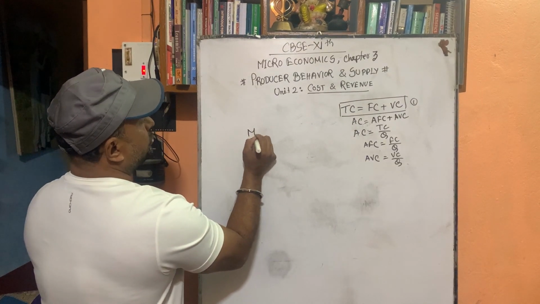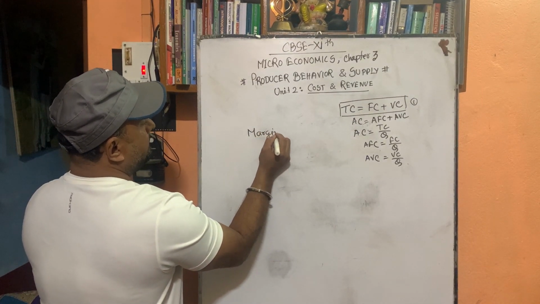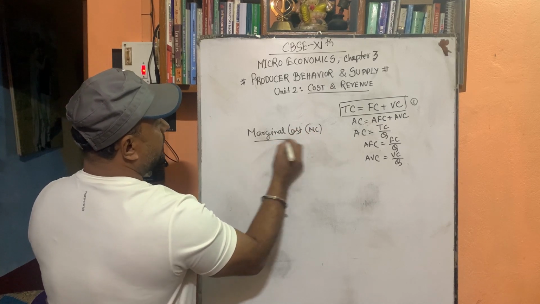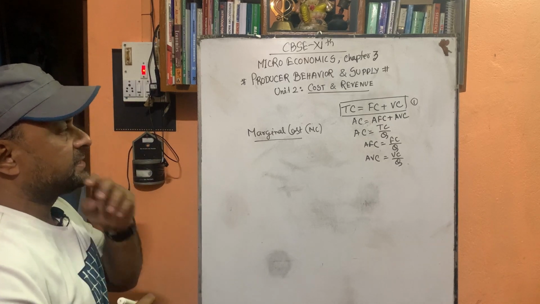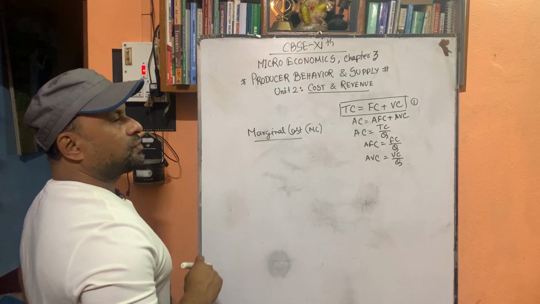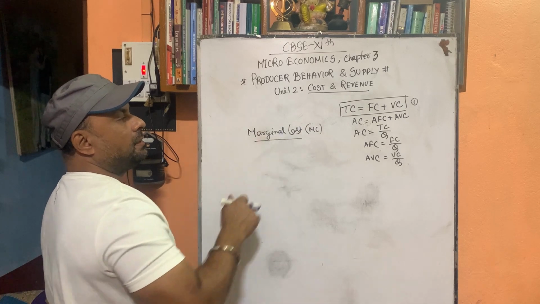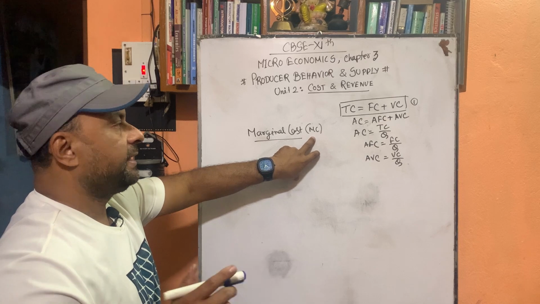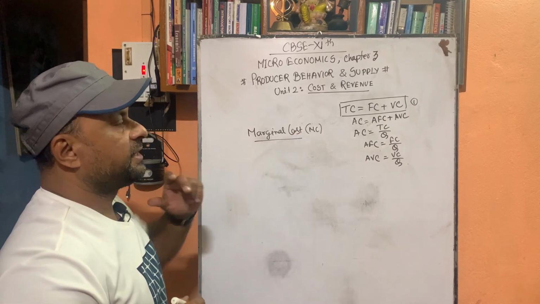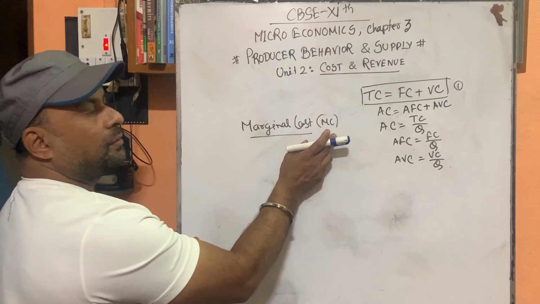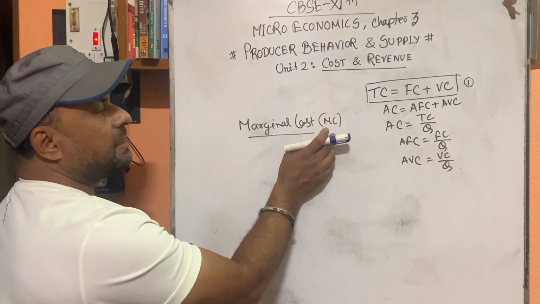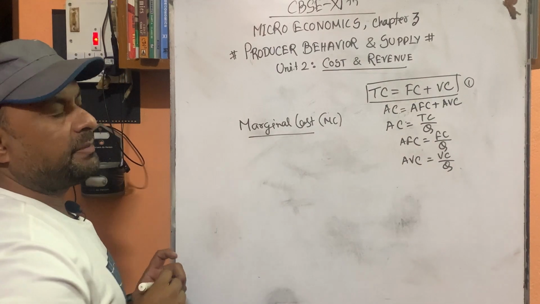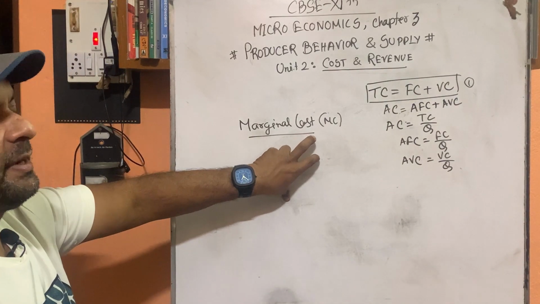Now marginal cost, MC. In the same way, in the earlier unit we got marginal product, now marginal cost. Marginal cost is what? Marginal cost is the rate of change in the variable cost due to an increase in production by an extra unit. Marginal is always a rate of change. It means if we want to increase production by an extra unit, how much extra expenditure is required?